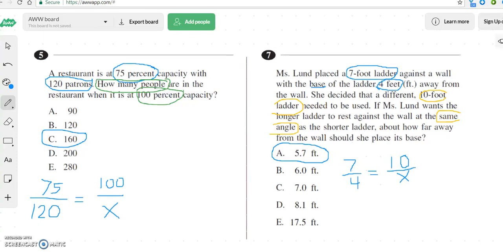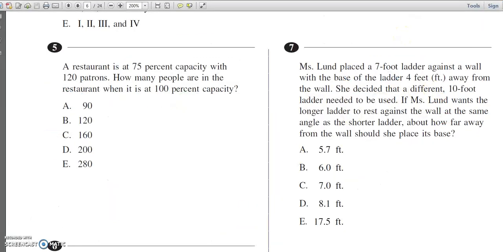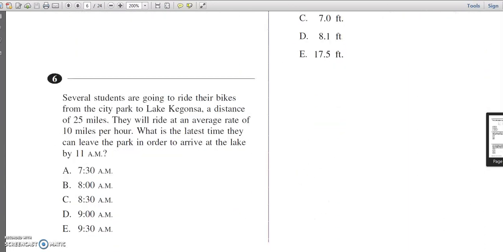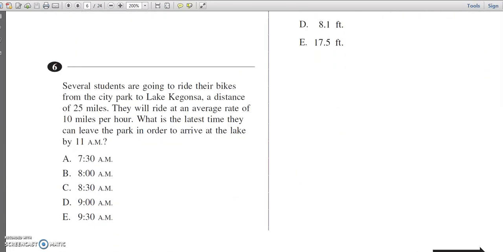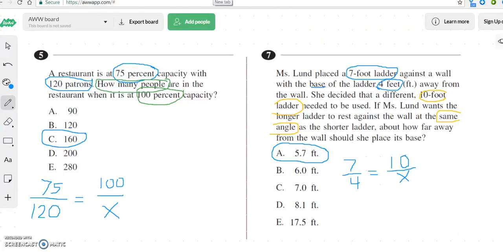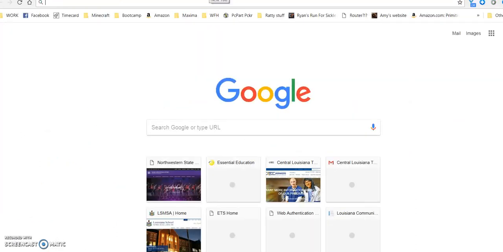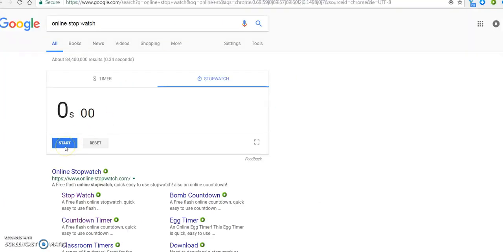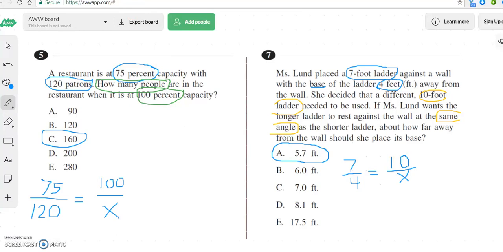Okay? Now, what I want to look at really quickly. Oops, I went too far. No, I didn't. It's right there. Okay. I want to do this next problem, and I lost my timer. Let me go back to my online stopwatch. I'm just going to use this one real quick. Okay? I'm going to get it started, and then we're going to go back and look at the next problem.